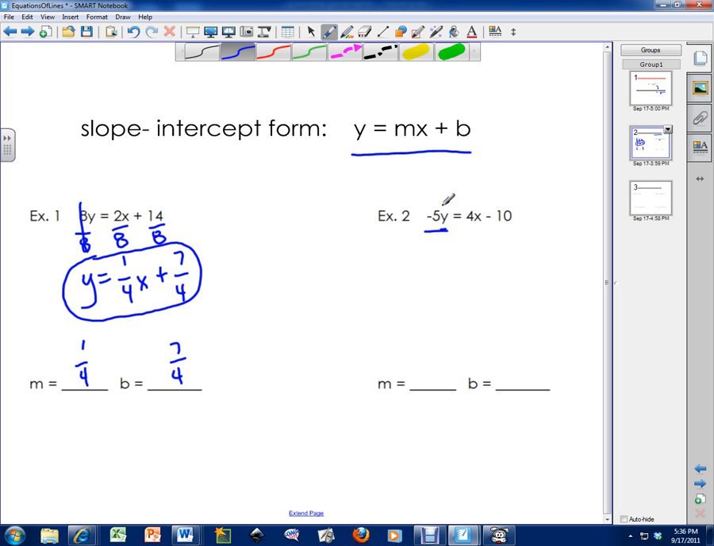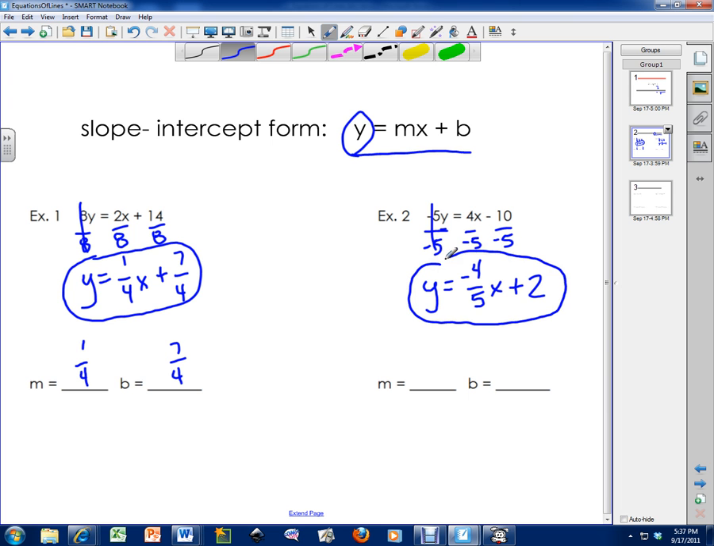In this case, I'm going to divide everything by negative 5. So when I divide everything by negative 5, I will reach my goal of getting y by itself. In this case, y equals negative 4 over 5x. The negative 10 over negative 5, the two negatives make that a positive, and 5 goes into 10 two times, so it becomes a whole number 2. This is the equation of this line here. Again, all I had to do was divide everything by negative 5. The slope in this case is negative 4 over 5, and the y-intercept is a positive 2.